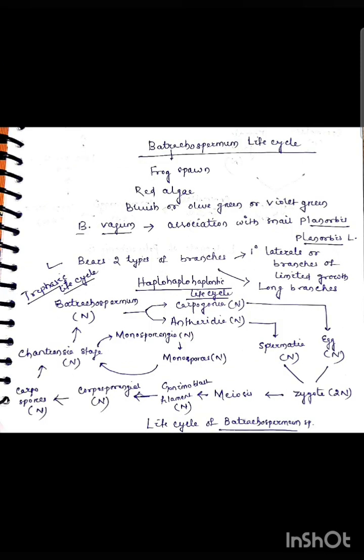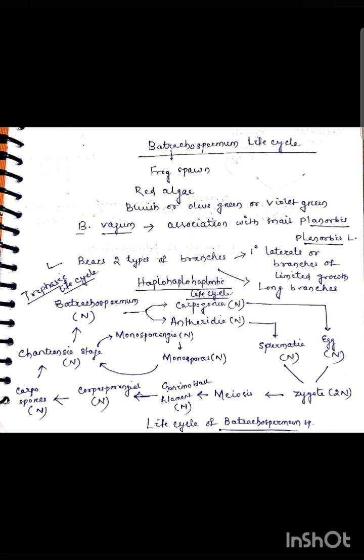Then the life cycle of Batrachospermum. Batrachospermum is commonly known as frog spawn. It is a red alga, but it has a bluish or olive green or violet green color. Batrachospermum is associated with a snail, Planorbis. Batrachospermum bears two types of branches, primary lateral branches with limited growth and a very long branch with unlimited growth.